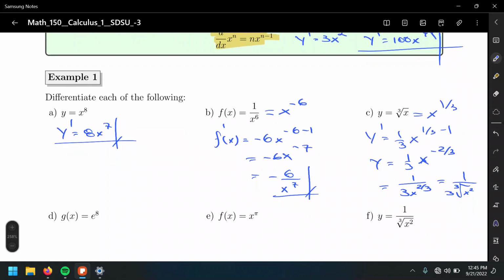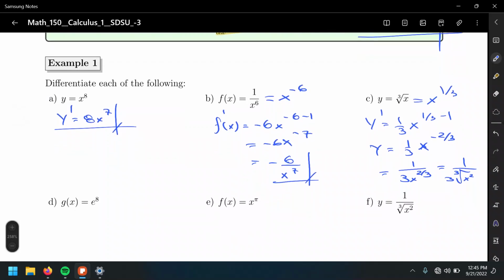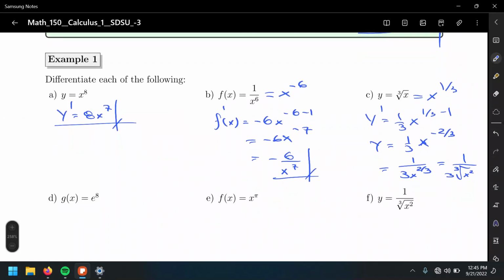The derivative for letter D, g of x equals e to the 8th power. What's the derivative of that function? Well, we haven't done the derivative of an exponential function yet, but ultimately, what's e to the 8th? Isn't that just a number? Isn't that just a constant? What's the derivative of a constant? 0.